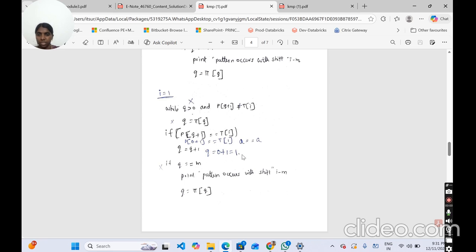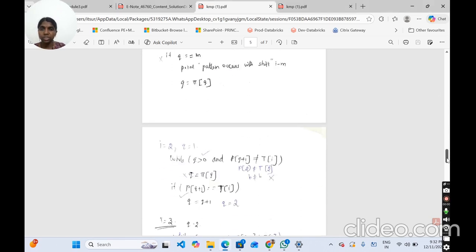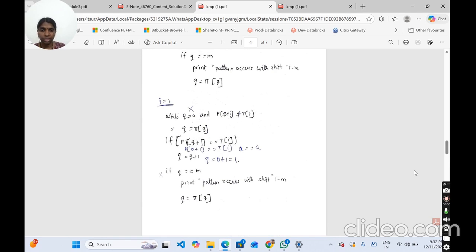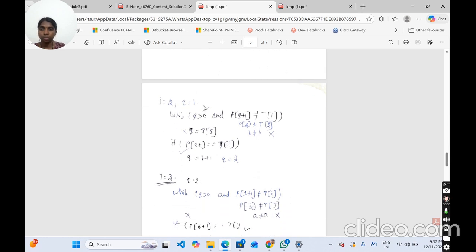Pattern length is m, right? We started with the first letter. Likewise, we'll be calculating for all the iterations. Now q equal to 1, the first iteration. In the first iteration the q value is increased; we started with q equal to 0. In the second iteration, q equal to 1.